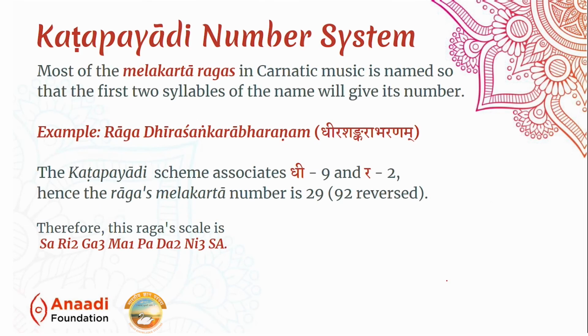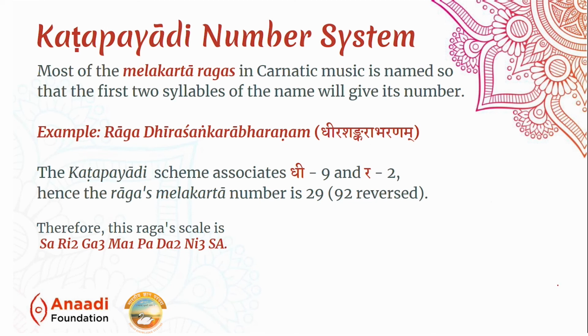Now, let us try to understand this through an example. We take the raga Dhira Shankara Bharanam. Now, the first 2 syllables of this raga are Dhira. So, the value for Dha is 9 and Ra is 2. By the rule Ankanam Vamato Gatihi, we reverse this. So, the obtained Melakarta number is 29. Now, 29 is less than 36. What did we see? If the Melakarta number is less than 36, the position of Ma will be 1. So, we have Ma 1 here.